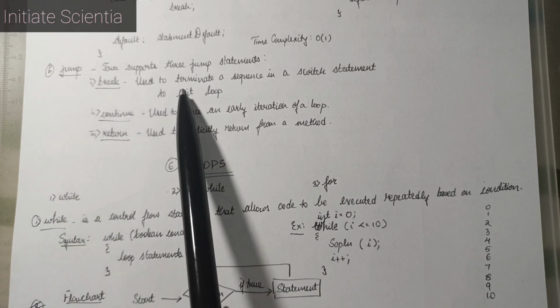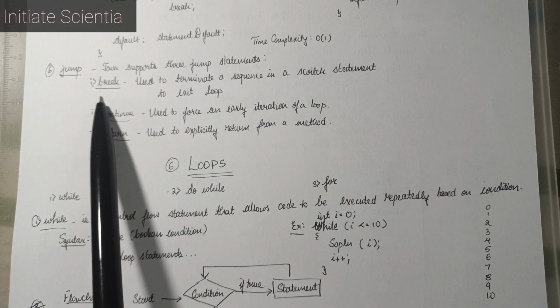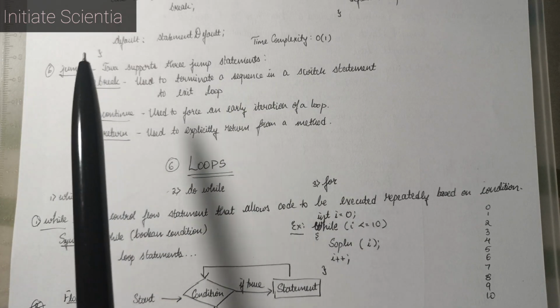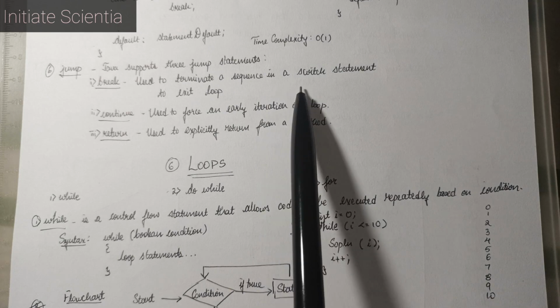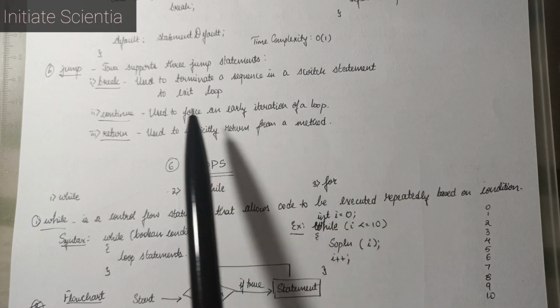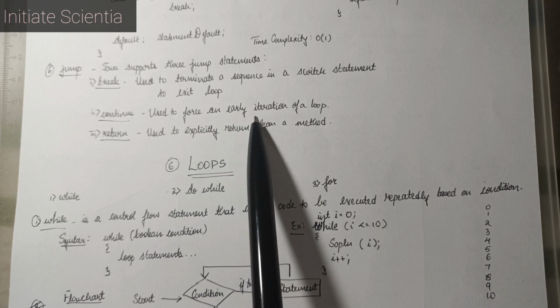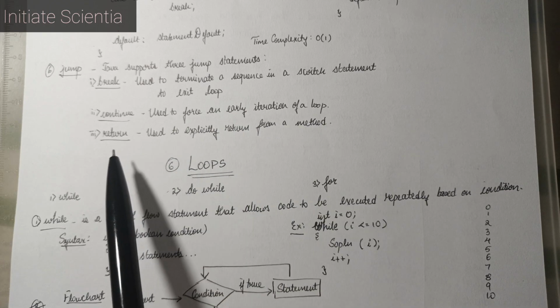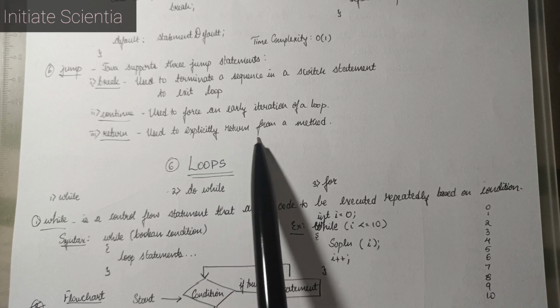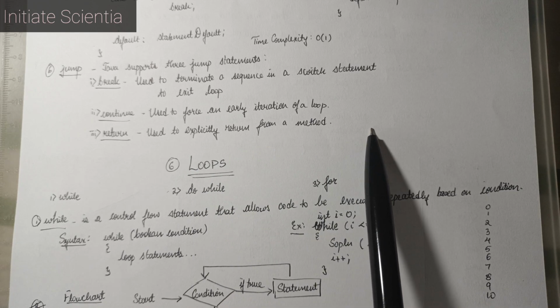Jump. Java supports three jump statements: break, continue, and return. Break is used to terminate a sequence in a switch statement or to exit a loop. Continue is used to force an early iteration of a loop. Return is used to explicitly return from a method.